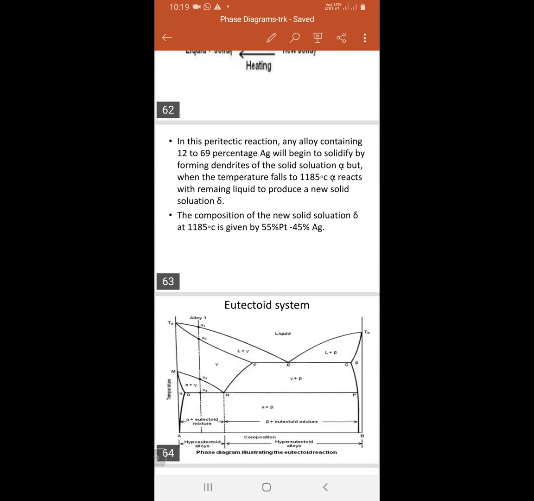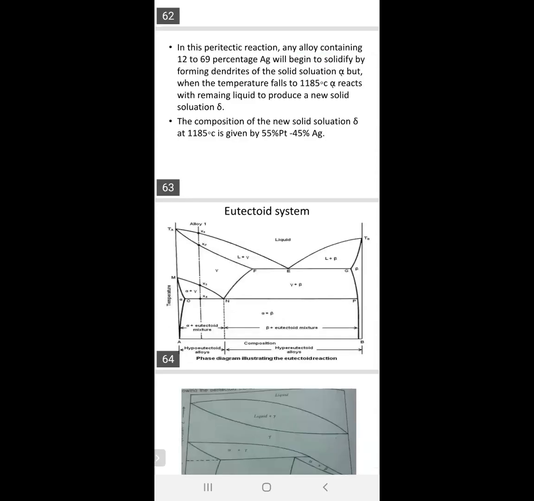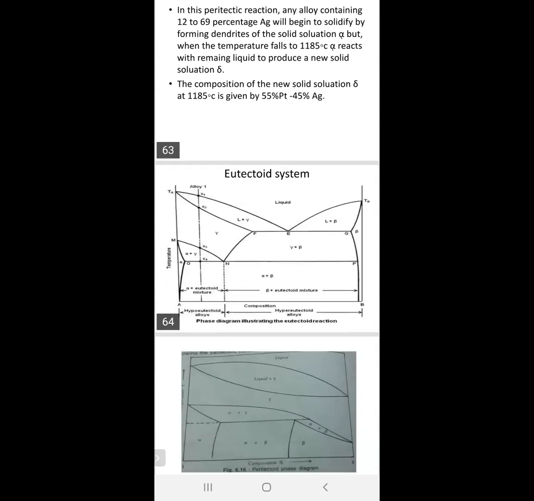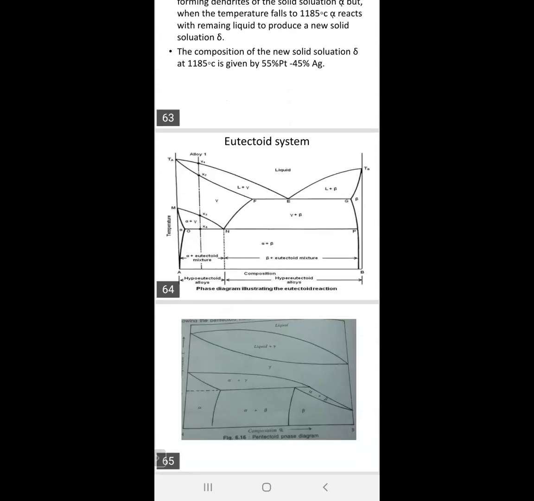Next, two remaining phase diagrams are there. One phase diagram is eutectoid, and the second one is peritectoid. I hope you are seeing these two phase diagrams: the eutectoid phase diagram and the peritectoid phase diagram. First, all of you should know the invariant reactions of eutectoid and peritectoid.